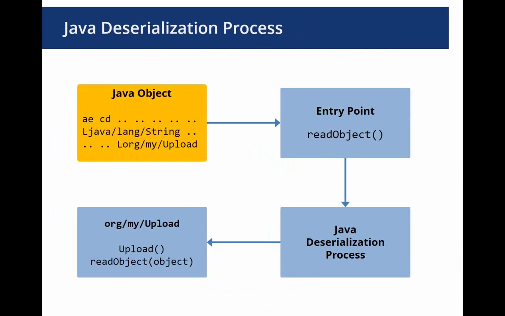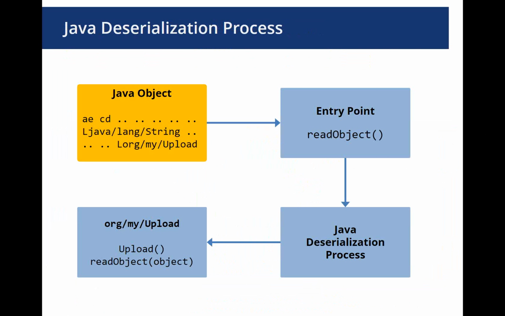We look for that, and then we know what's getting passed in. But you can also see that there are some class names now in this object. And so when this gets passed into an entry point in the application, this is where my readObject is. This could be a web page. This could be just a Java program that's reading a file. And it's now reading in the object.